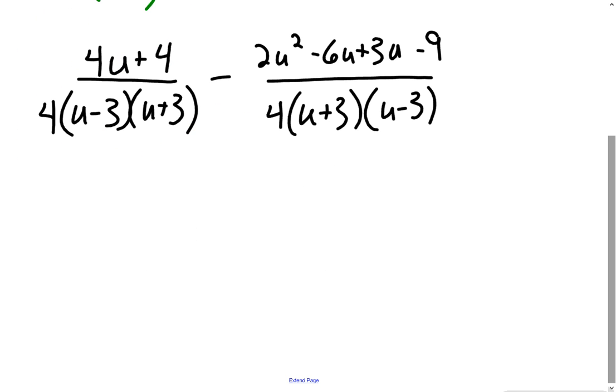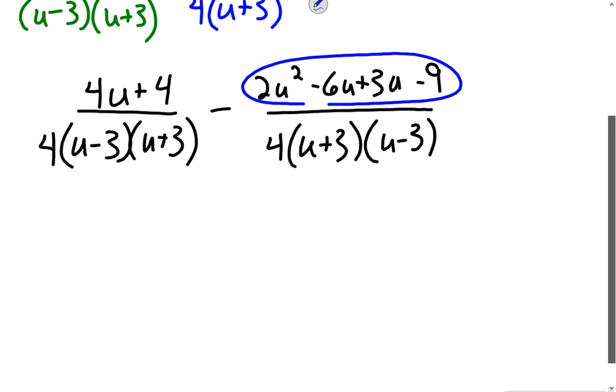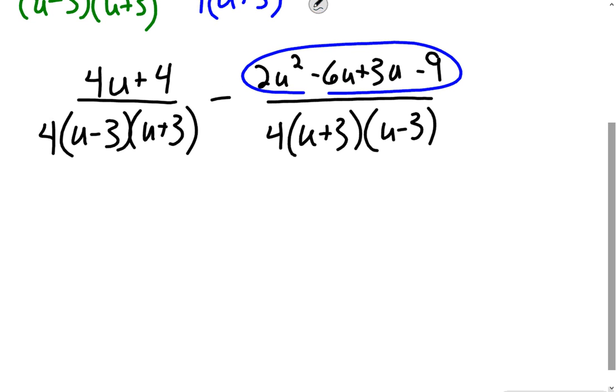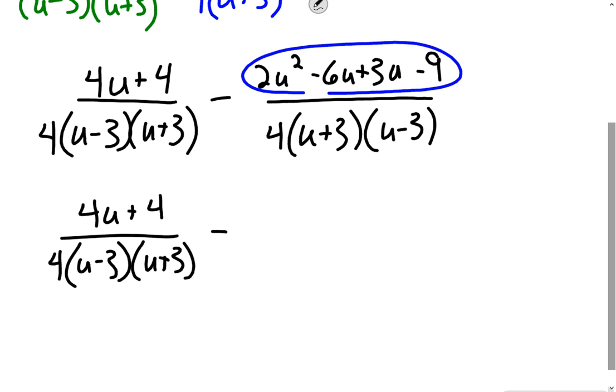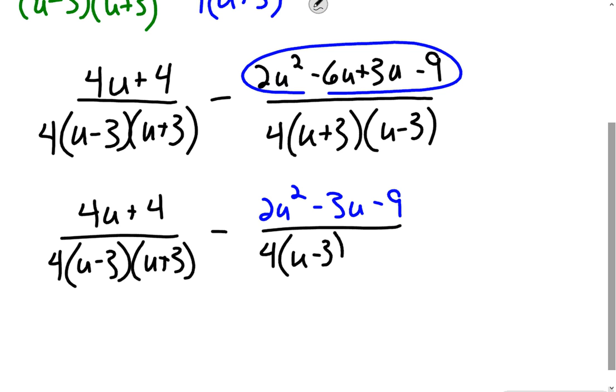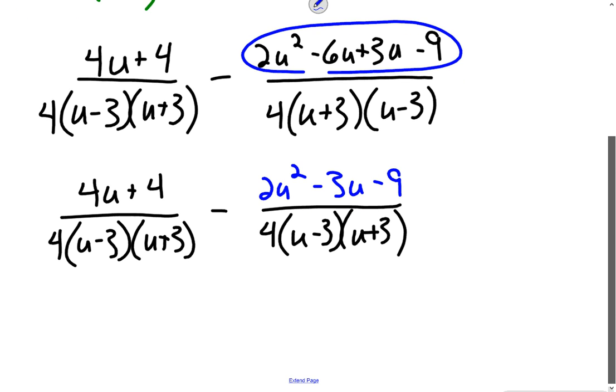And it might be helpful to first, before we actually subtract, simplify this part right here first. So let's just rewrite the whole problem. I still have the 4u plus 4 over 4u minus 3, u plus 3, minus. Now here's where I'm going to simplify this part. So I end up with 2u squared, and then minus 3u, and then minus 9, and that's still all over the, and I'll put it in the same order this time so they look identical, u plus 3, because the order when we multiply doesn't matter. Now I can work on the subtraction.